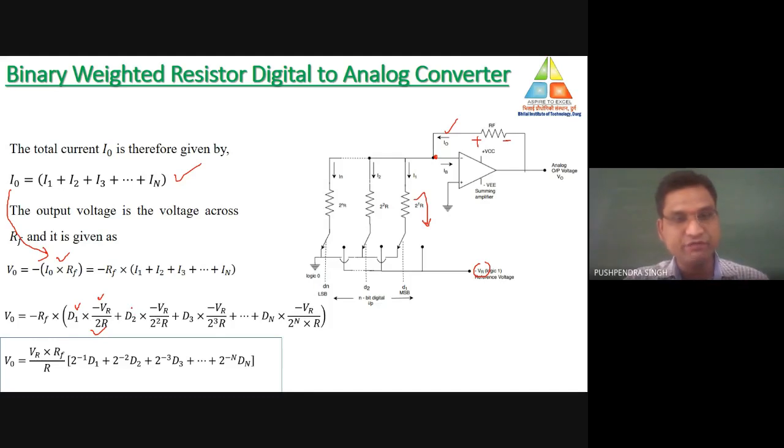Similarly, bit position for 2 is D2, and the current across that resistance is voltage divided by resistance in this particular part. So voltage is minus VR and the value of resistance is 2 to the power 2 R. Similarly, for the third one, that will be 2 to the power 3 R. And for the nth one, bit position will be Dn multiplied by reference voltage, which is the same, minus VR divided by the value of resistance, 2 to the power n into R.